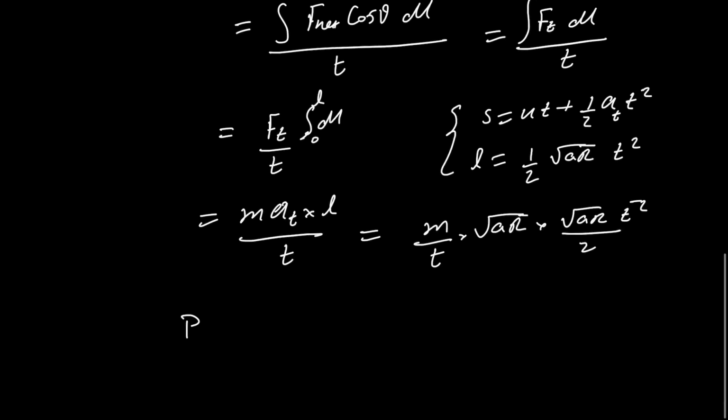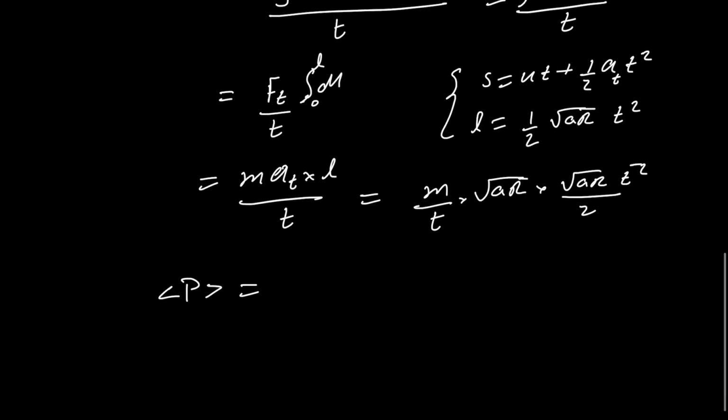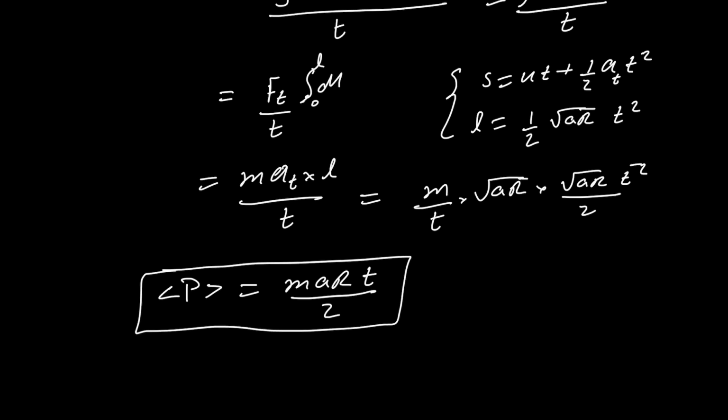Solving all, what we get is average power. Average power is m a r t by 2. So this is average power over time T.